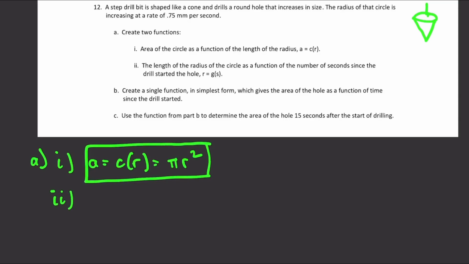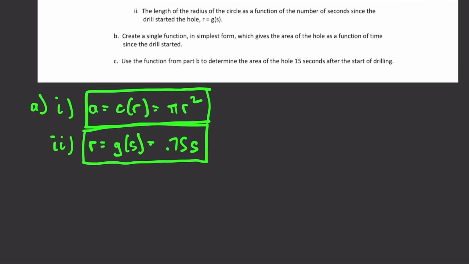So the second part here says the length of the radius of the circle as a function of the number of seconds since the drill started the hole. R equals G of s. Well, what's happening here in this situation? It says the radius of the circle as you drill is increasing at a rate of 0.75 millimeters per second. So really, I just need to increase that by 0.75 every second, or 0.75 times the number of seconds. Okay, so that's 0.75 s. I'm not a big fan of using s's because my s's look like 5s, but there's my function.